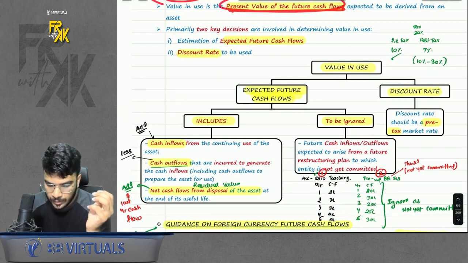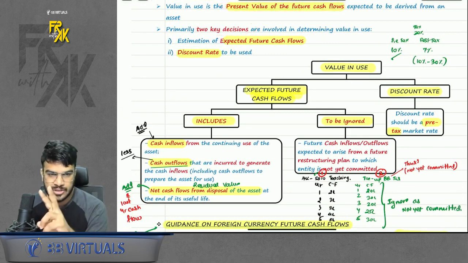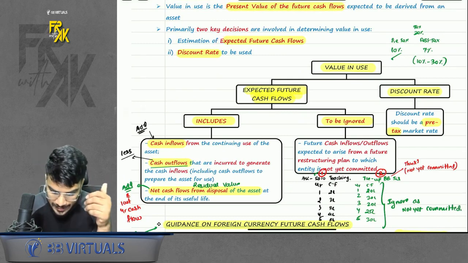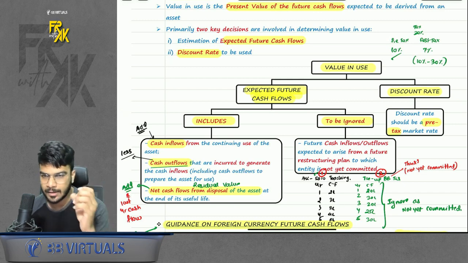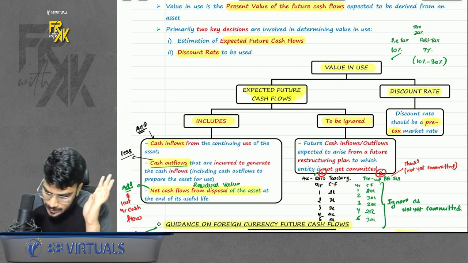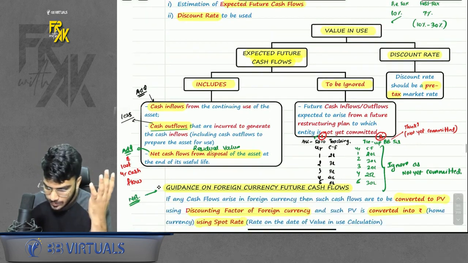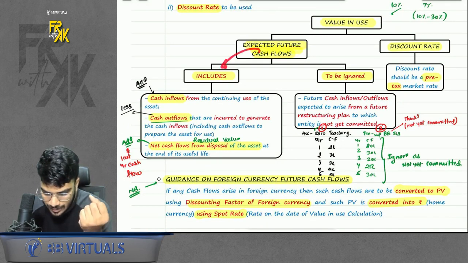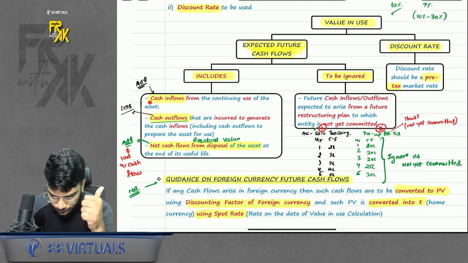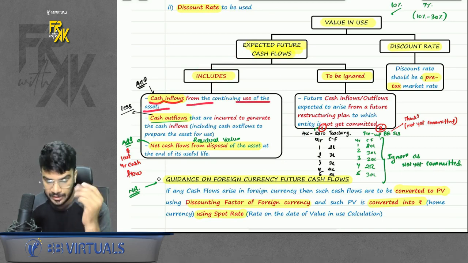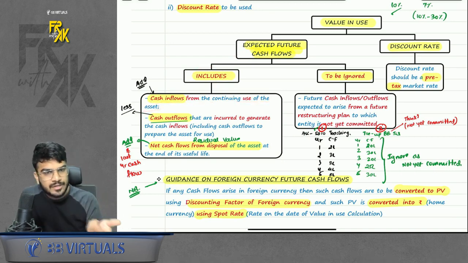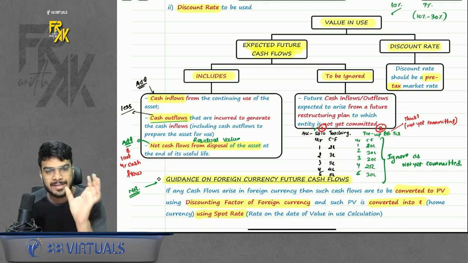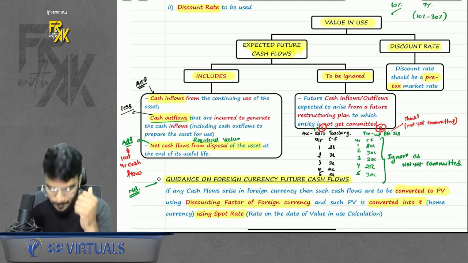To find value in use, you need to take two key decisions. The first is to find the expected future cash flows. The second is to have the discount rate. Both will be given in the question. Some basic discussion on value in use: when we say we want the expected future cash flows, what all things will be included? The cash inflows from using the asset. Do you remember my example? The machine which I was using, I will use the machine, generate an output of biscuits, and sell the biscuits. Those cash inflows are going to be my cash flows.